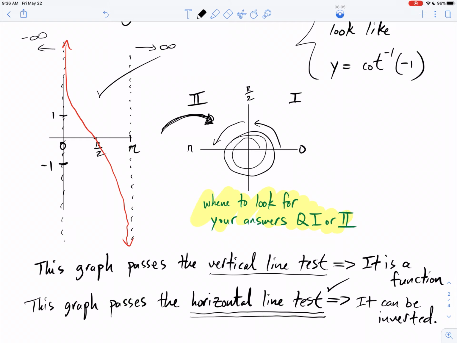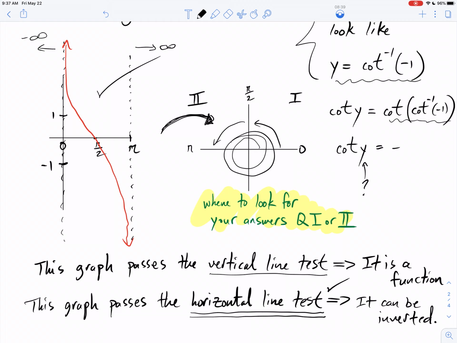I'm going to do something very similar to this one. They're going to say y equals cotangent inverse of -1. So here's my job. I would take the cotangent of this side of the equation, and I would take the cotangent of this side of the problem. Over here, the statement just says, what is the cotangent of some angle y that I do not know? It equals, well, this would be a composite, so everything cancels. I get -1.